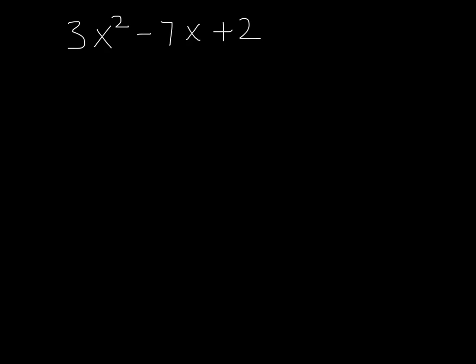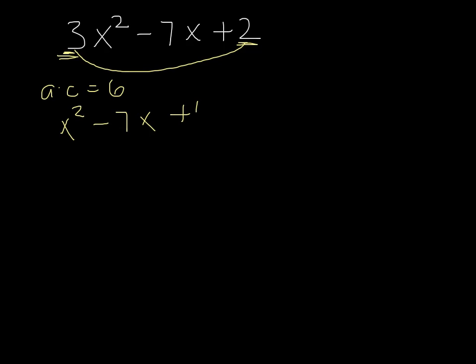Oh my gosh, what do I do? I have a number in front of my x squared. There are 2 ways that you could do this. You can figure out all the factors of 3 and all the factors of 2 that go together to get negative 7. But I always like to use the trick way. What's the trick way? I multiply my a times c. A times c here is going to be equal to 6. So I'm going to rewrite this as x squared minus 7x plus 6.